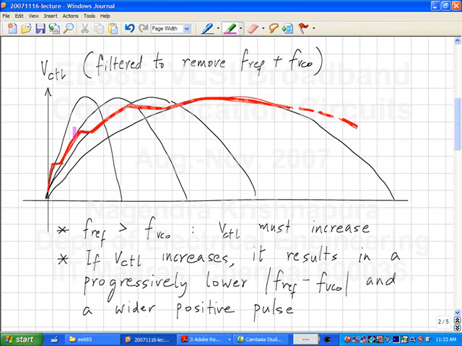Then it will switch to a further lower difference frequency, and it will do this. So essentially, if V control starts off increasing, you will end up with a large positive pulse like this. It keeps getting broader and broader. This corresponds to a high frequency difference. This is a lower frequency difference, lower and further lower. So as you start off like this, it will switch over to lower and lower frequency differences.